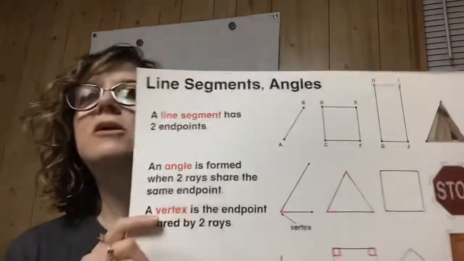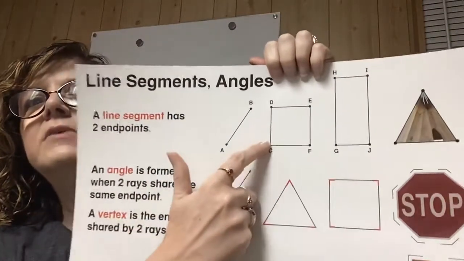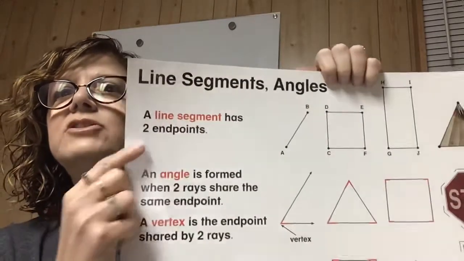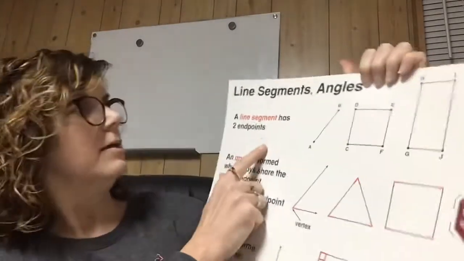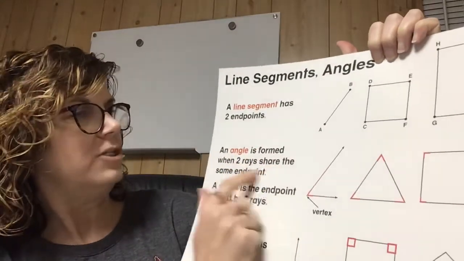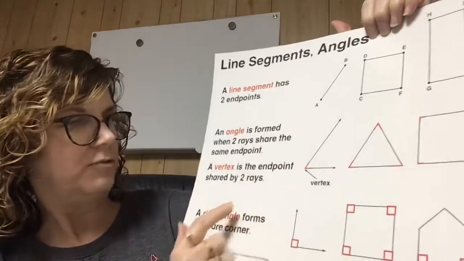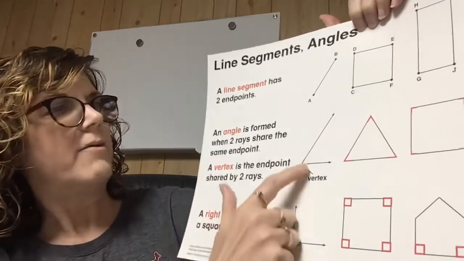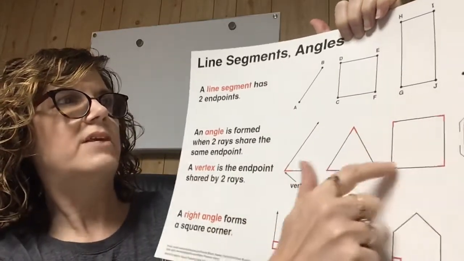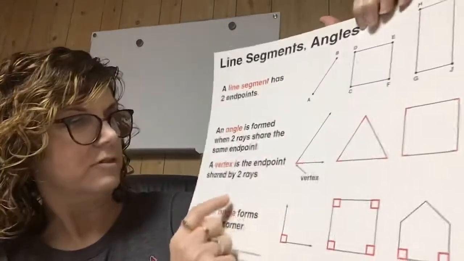All right, so this chart is line segments and angles. You can take line segments, see the two endpoints, that's a line segment, to make different shapes. A line segment has two endpoints. An angle is formed when two rays share the same endpoint. A vertex is an endpoint shared by two rays, and that would be that. These are all the vertexes of these corners. You might call them the corners. They're also known as vertex.